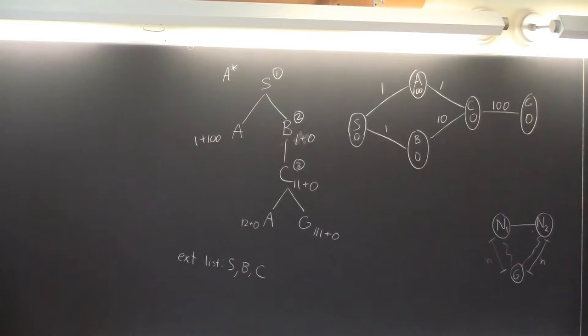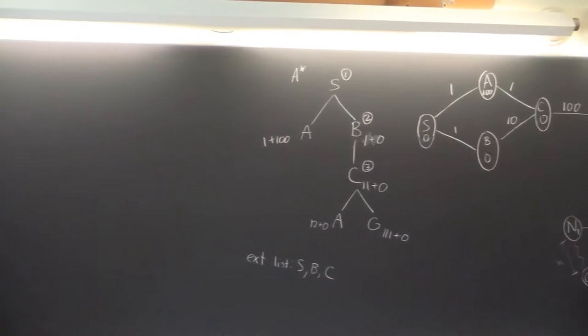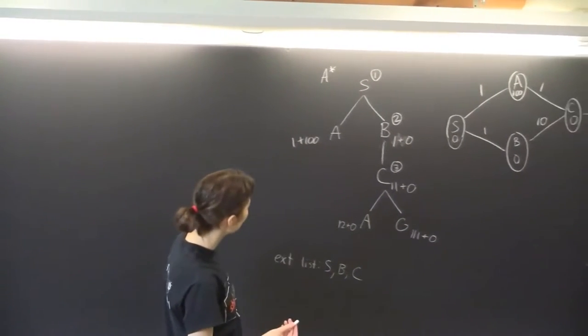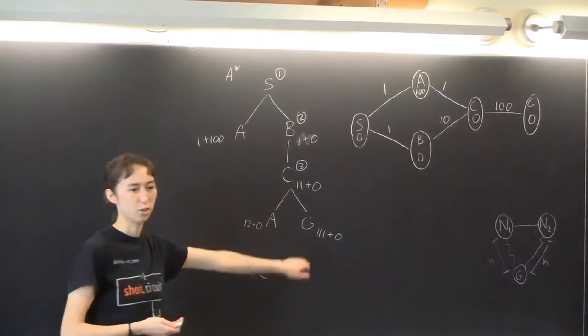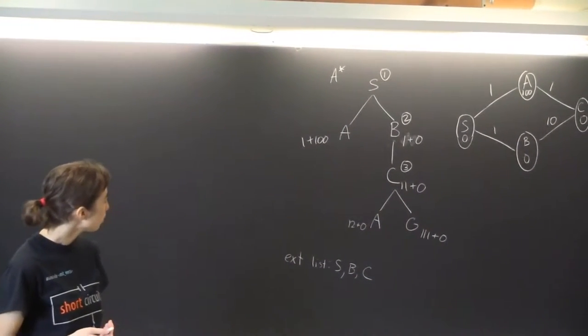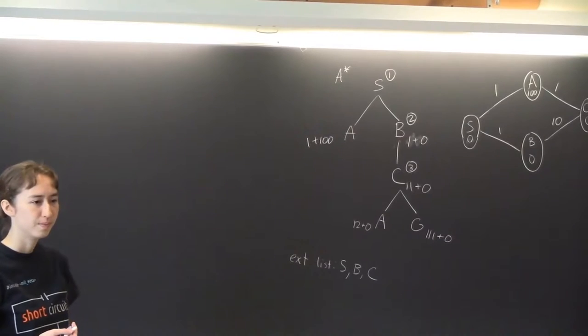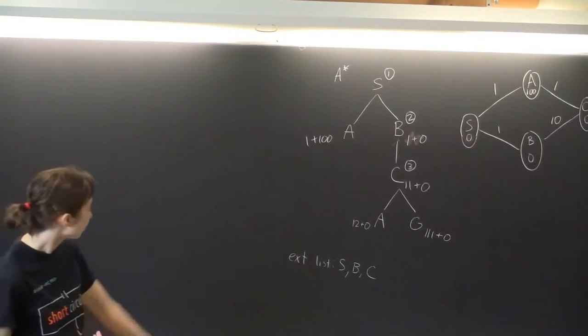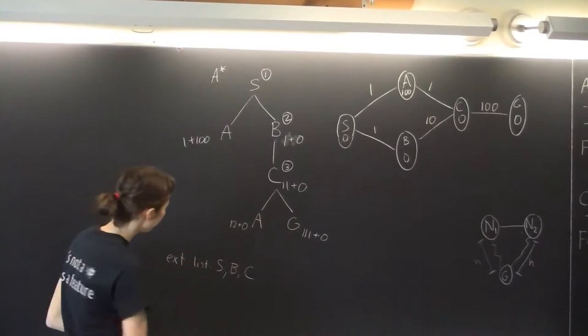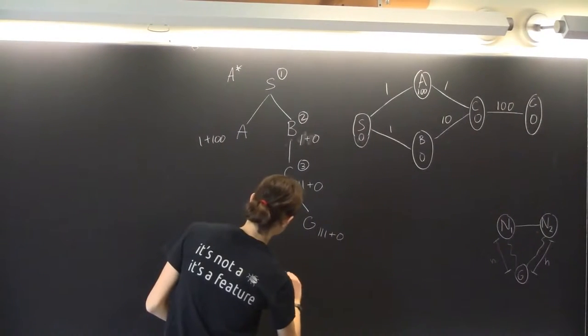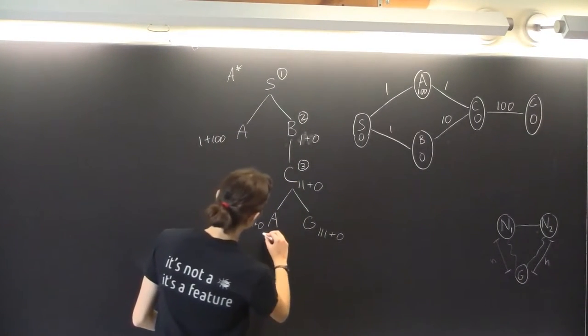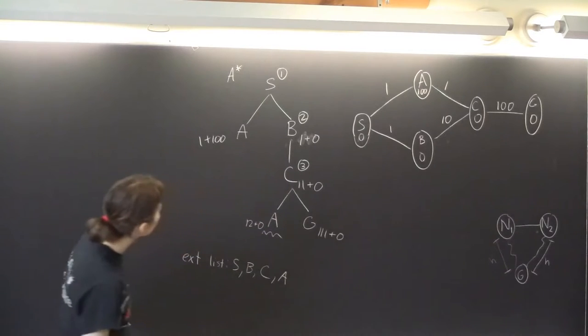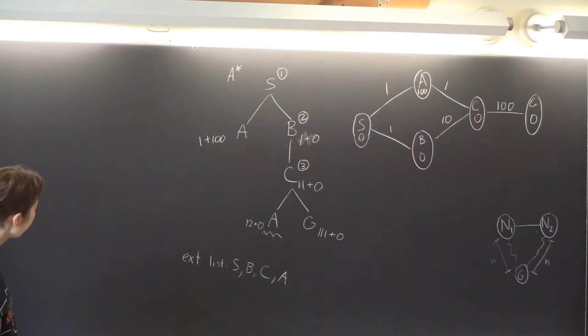So now what happens? Are we done? No, because we want to extend all of the paths until they're all at least as long as our path to the goal. So what do we extend now? This A with the smaller value. Okay, but it turns out that's a dead end. It's 12 plus the heuristic value for the dead end.